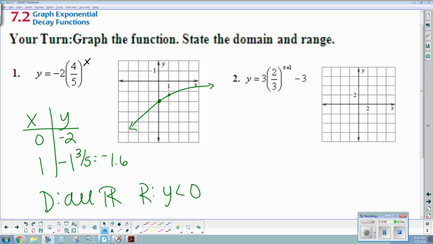So in this first example, you have y equals -2 times 4/5 to the x power, where your a is negative. So this is neither an exponential growth or an exponential decay, but as your x values increase, your y values are going to get closer to 0. So you'll pick 2 points, x is 0, x is 1. When x is 0, y is -2. When x is 1, y is -1.6. And you'll graph those 2 points, and then again, your asymptote is the x-axis. So your range is y is less than 0. So in your whole function, you're below the x-axis.